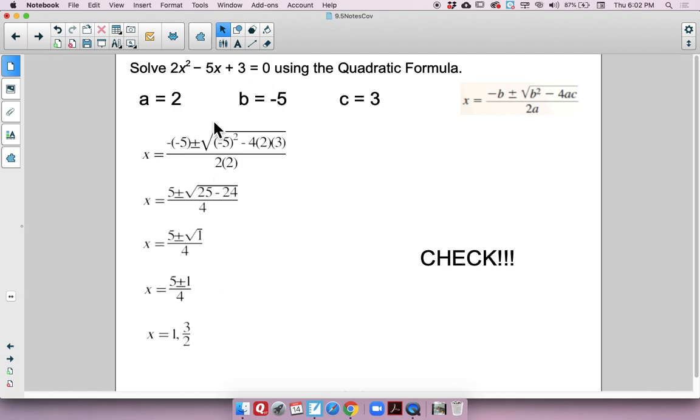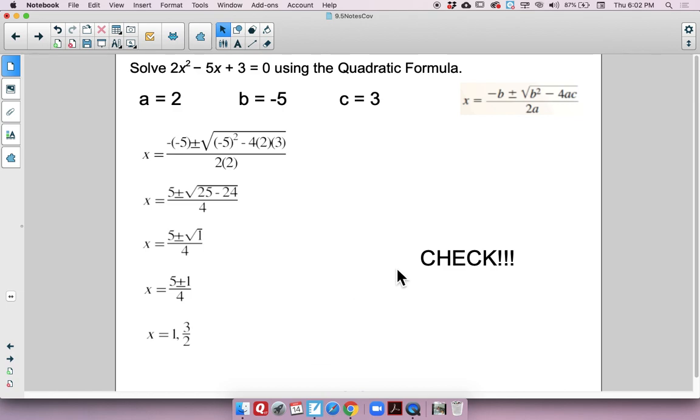And if you plug the 3 halves in, 3 halves squared is 9/4. 2 times 9/4 is 9 halves. -5 times 3 halves is -15 halves, and then this would be plus 6 halves. What do those 3 terms add up to? You betcha, 0. Check, check.